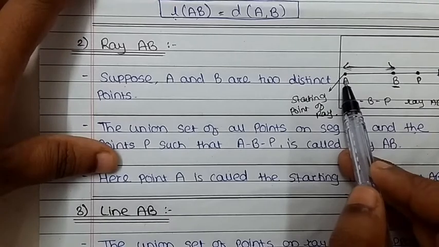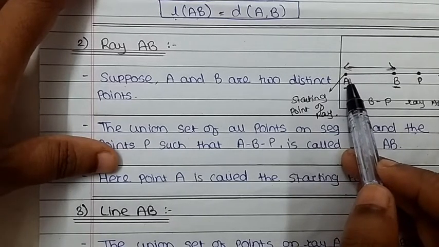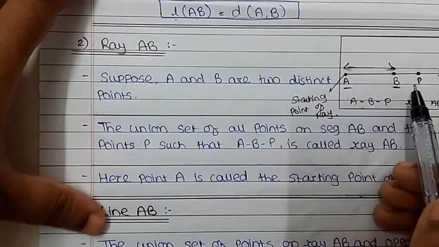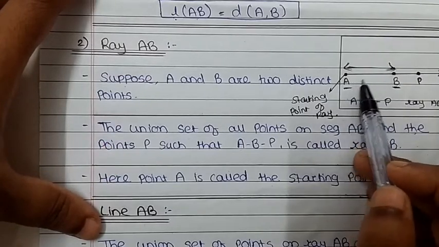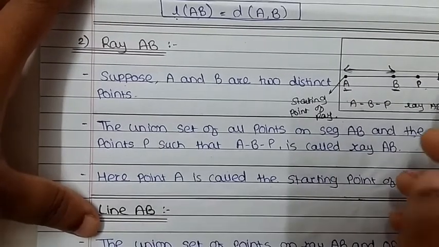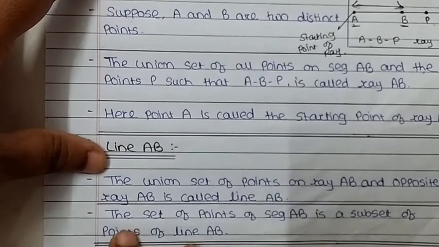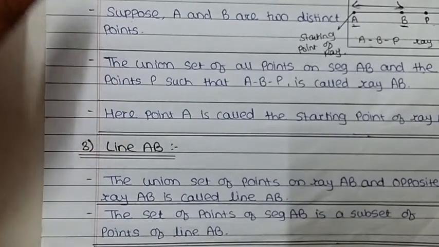Segment AB holds only the characters or letters A and B. But when we call it line AB, it holds all the letters: A, B and P. Okay. So we can say that the set of points of segment AB is a subset of the points of line AB.